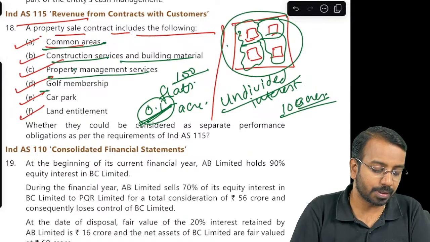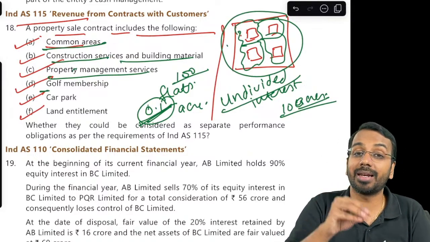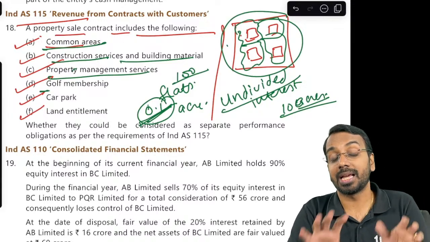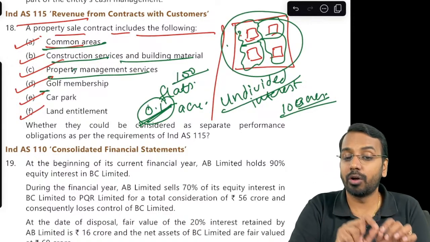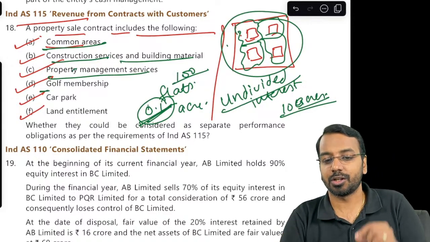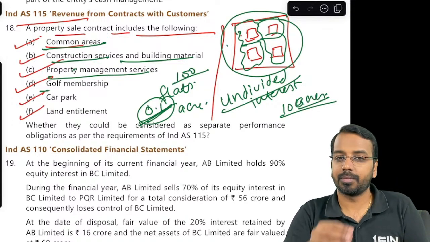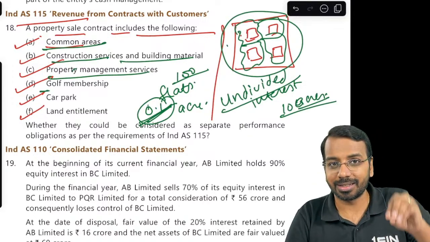But a lot of the time, these property management services, in the initial period, are mandatory and bundled, but they are related to separate promises. I will transfer the flat, and I will also provide property management services. So that is a separate performance obligation. Same way, golf membership is again a separate performance obligation because the customer can enjoy that separately.